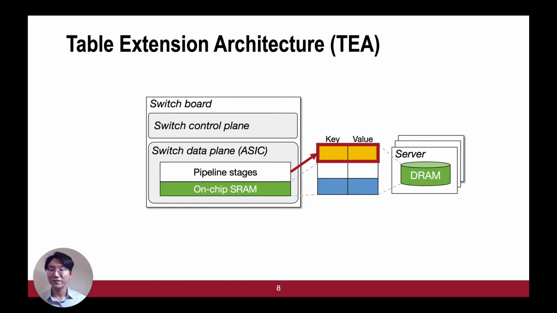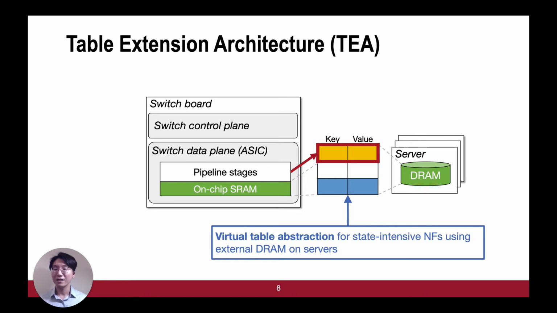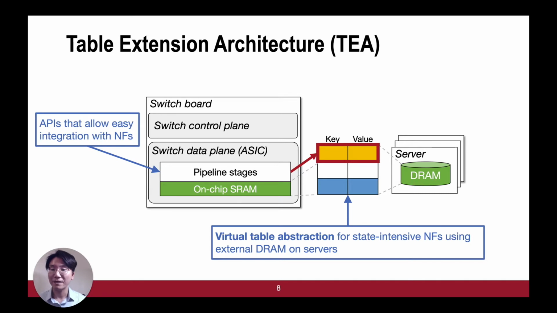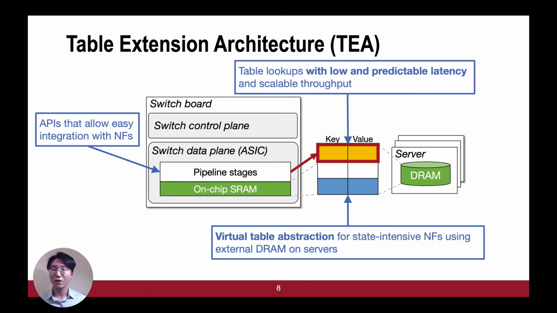To realize this vision in this work, we developed Table Extension Architecture, or T, for programmable switches. Essentially, T provides network functions with a virtual table abstraction that creates an illusion of a large lookup table using external DRAM on servers. And T provides APIs that allow developers to easily enable T in their NF implementations. It also provides low and predictable lookup latency with scalable throughput.